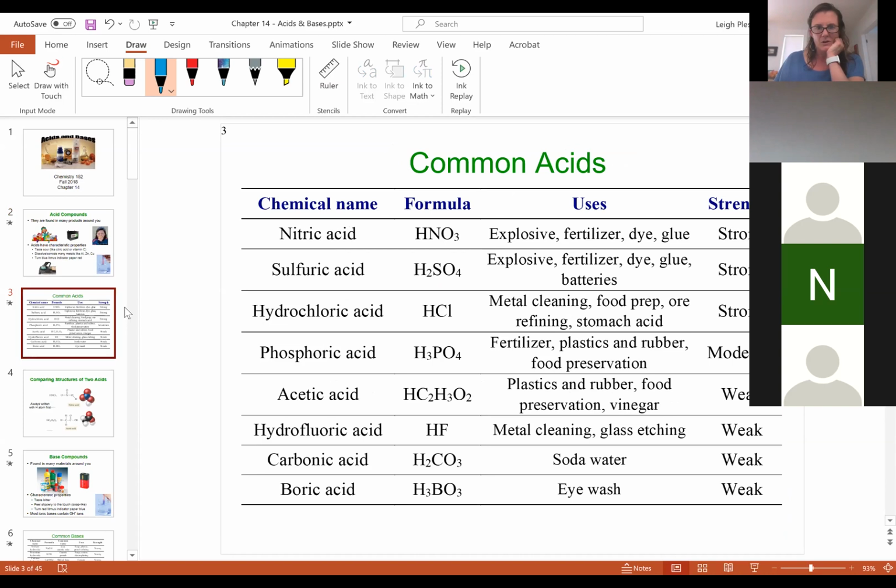And these are some common acids. We've worked with hydrochloric acid mainly in lab, and I think we may have had acetic acid too, which is vinegar. Hydrofluoric acid is the scary one that etches glass and goes through the skin and binds up all the calcium in your blood, and you get a slow, painful death.